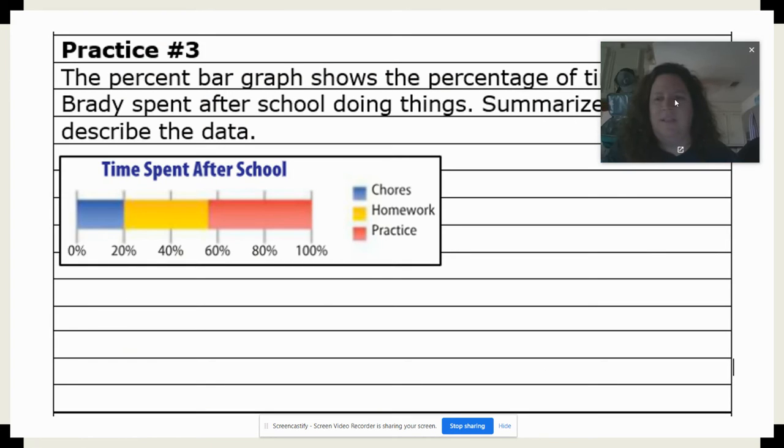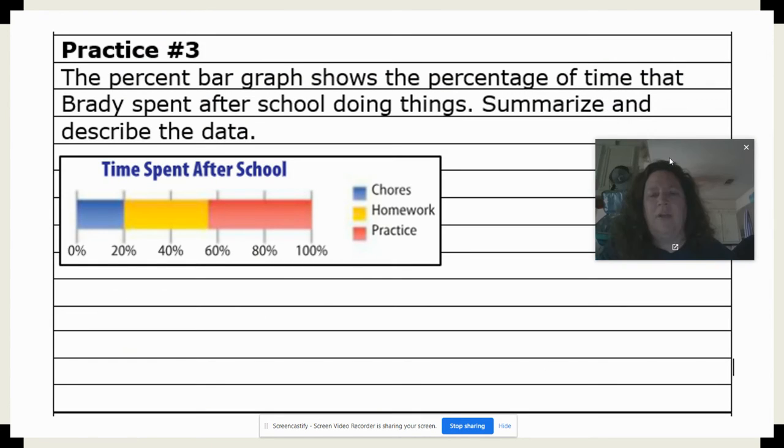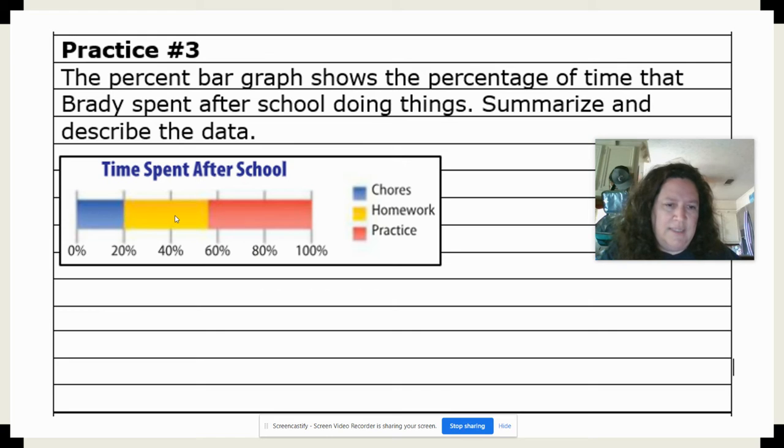All right, let's look at this one. The percent bar graph shows the percentage of time that Brady spends after school doing things. Summarize the data and describe the data. So we can see he spends 20% of his time on chores. Let's count this one. 10. This is almost 20, so I'm going to say that it's 20 here, and then another 15.